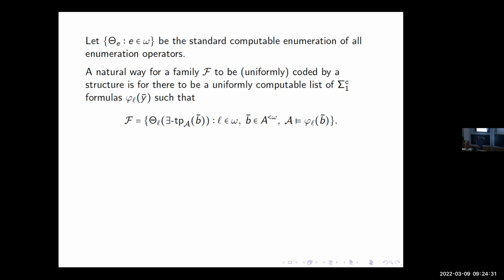So phi L is going to pick out tuples for which we're going to use the L-th enumeration operator. Because the phi's are sigma 1, you can look through the structure and recognize all of those tuples that they pick out. You can list out all the tuples they pick out. And then for each tuple that gets picked out, you apply the operator to the existential type, and that enumerates a particular set. So this gives a way of looking for a bunch of tuples. Each tuple enumerates a set. And maybe the family is going to be equal to this.